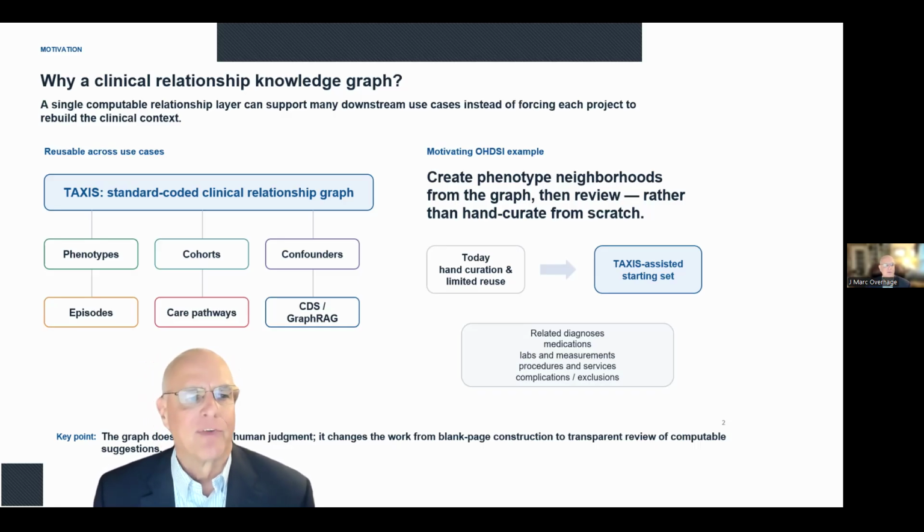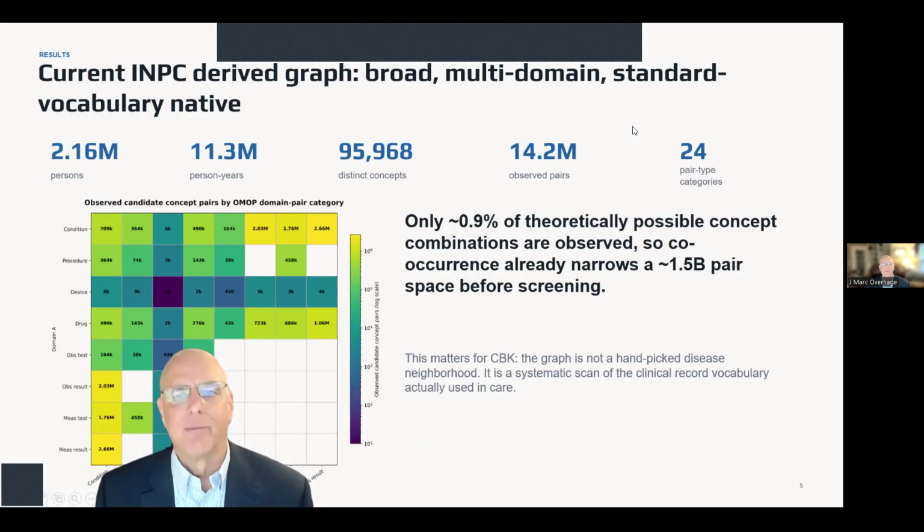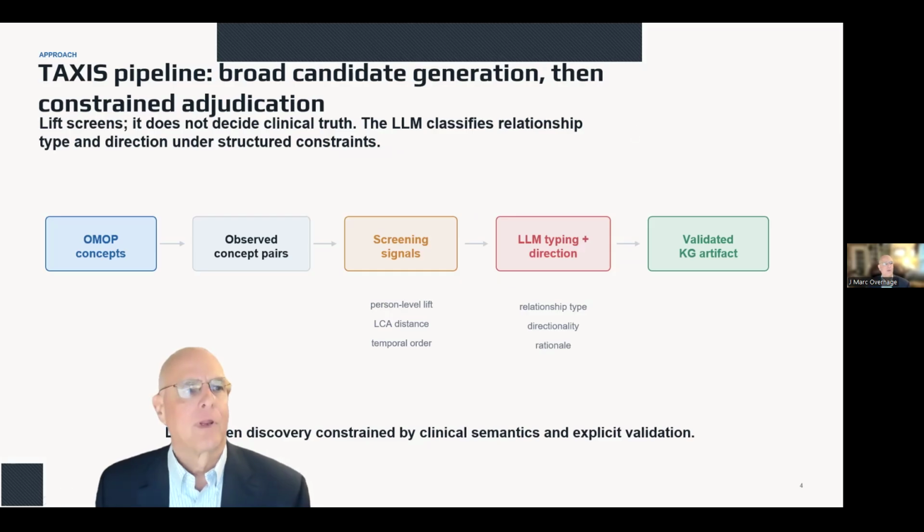Odyssey phenotypes, for example, often start with manual curation of related diagnosis and other concepts. And there have been efforts such as the Odyssey Phenotype Library that help, but variable maintenance, project-specific variations, and lack of awareness limit the reuse.